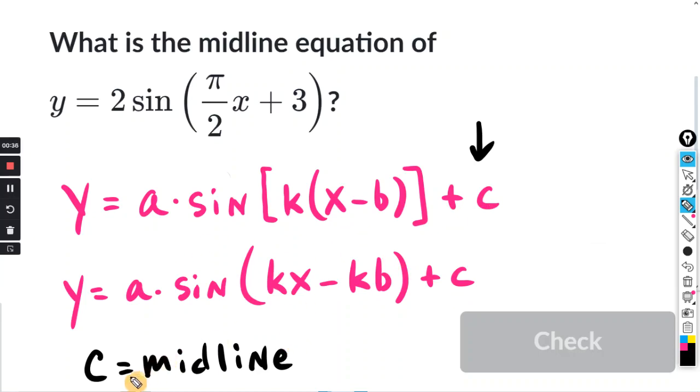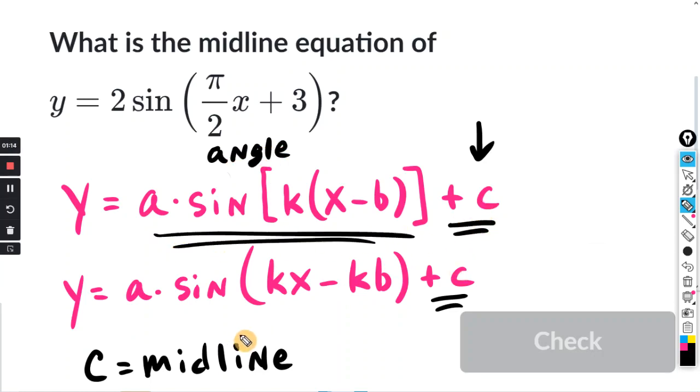So in this case, C is the midline. It can be positive or negative. You just want to look and see what constant is added or subtracted from the entire sine or cosine function. And you want to make sure that it is not inside the parentheses, because the part that is inside the parentheses is the angle, and that has nothing to do with the midline. So make sure you're looking at the number that is added or subtracted to or from the entire function, not the number inside the parentheses.